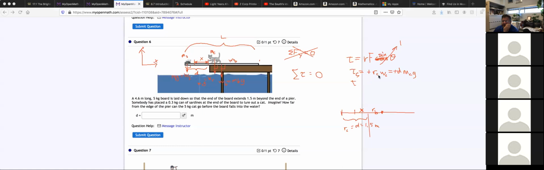So this is S for sardines, not C for can. Because remember, we used S for sardines instead of C for can. I got that mixed up a little bit. And then this one will be torque of the cat.